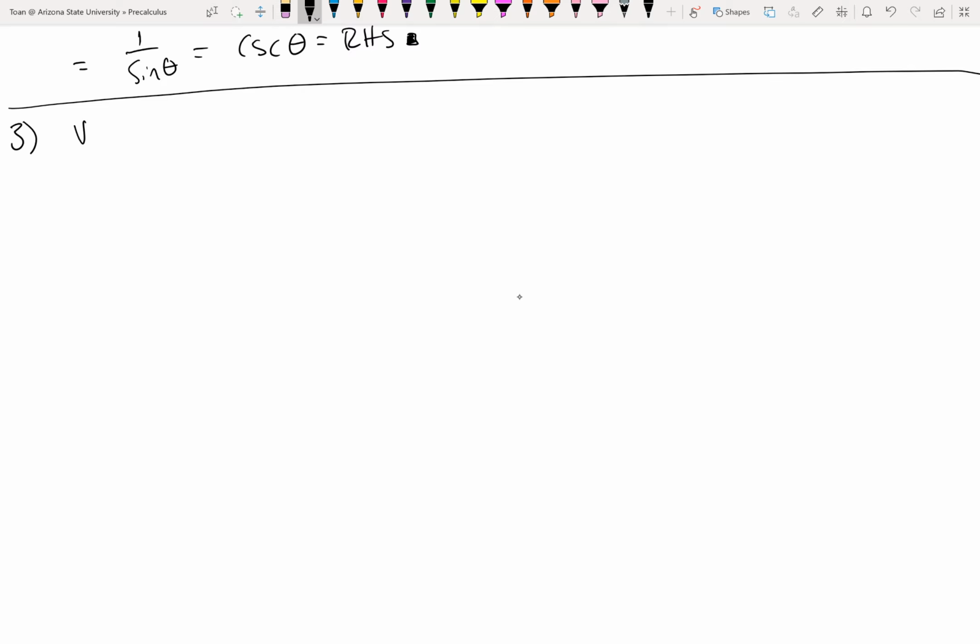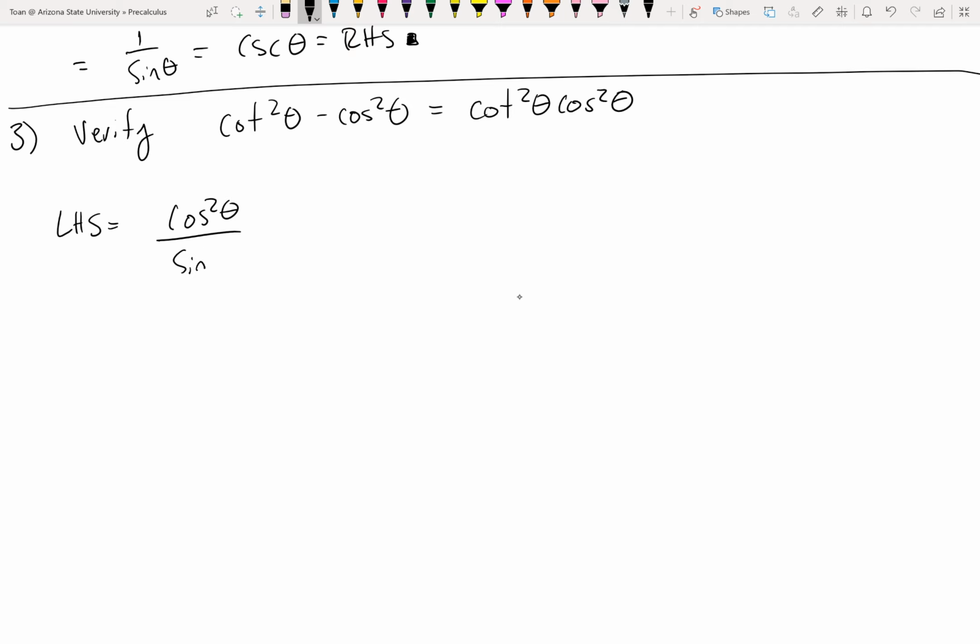Number 3 asked you to verify that cotangent squared theta minus cosine squared theta is equivalent to cotangent squared theta times cosine squared theta. So let's go ahead and do this. I think I'm going to start on the left-hand side. And just as we did before, I'm probably going to convert everything to sines and cosines. I'm not sure if it's going to work, but hey, why not? We'll see. So we'll have cosine squared theta over sine squared theta minus cosine squared theta.